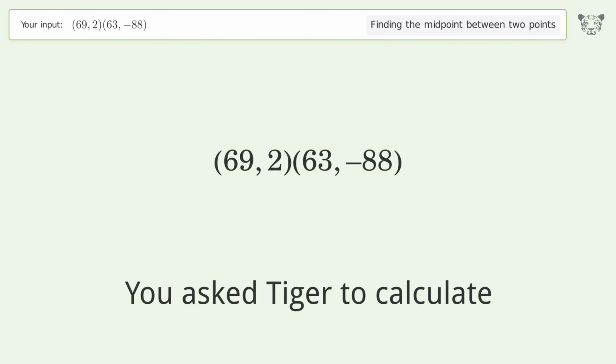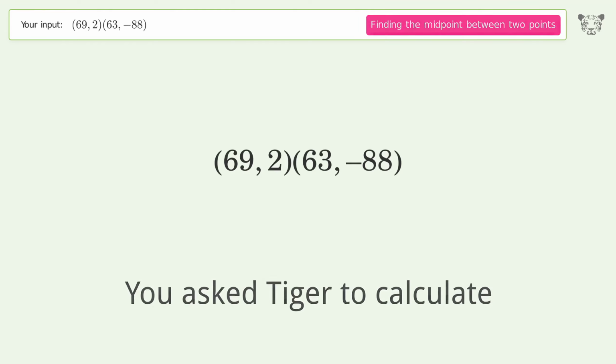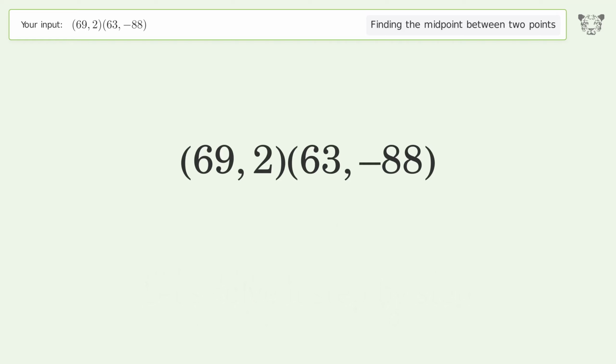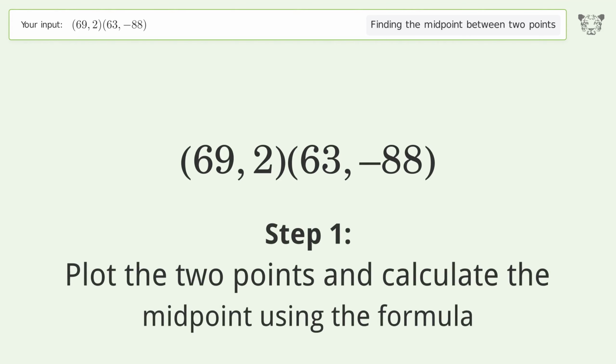You ask Tiger to calculate. This deals with finding the midpoint between 2 points. The midpoint between the 2 points is 66, negative 43. Let's solve it step by step. Plot the 2 points and calculate the midpoint using the formula.